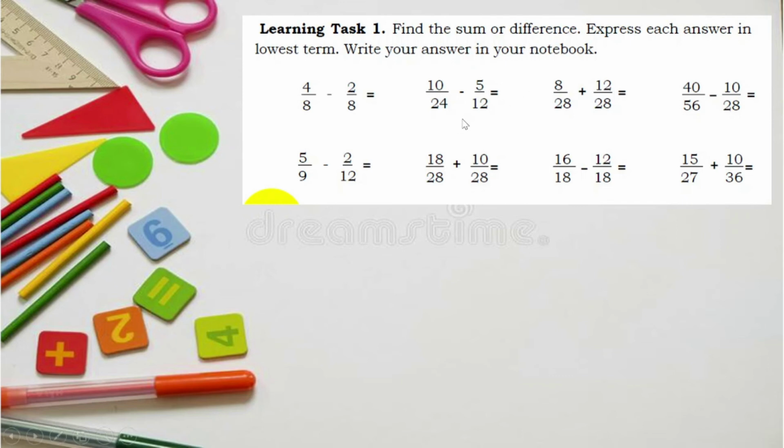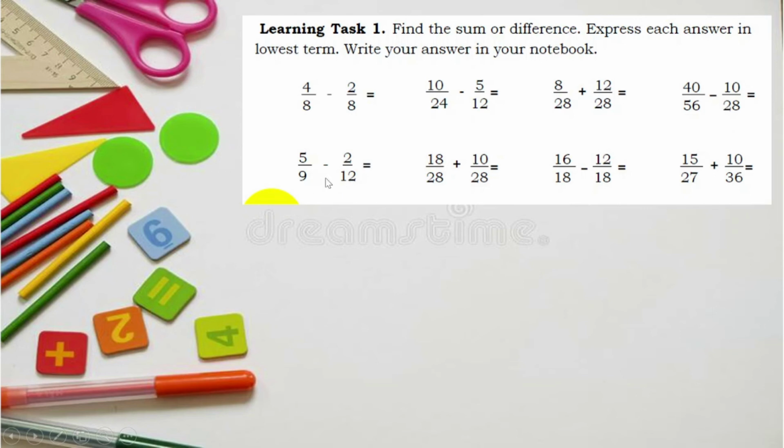Dito naman, kunin nyo lang yung LCD. Pag the same na yung LCD nila, proceed na kayo sa subtraction. I-follow lang yung nasa taas kong example. Dito, automatic, they have the same denominator. I-add nyo na lang yung numerator. Then, copy the denominator. Dito, ganun din. Since yung 40 minus 10, pwede i-minus. Kukunin nyo lang po yung LCD.